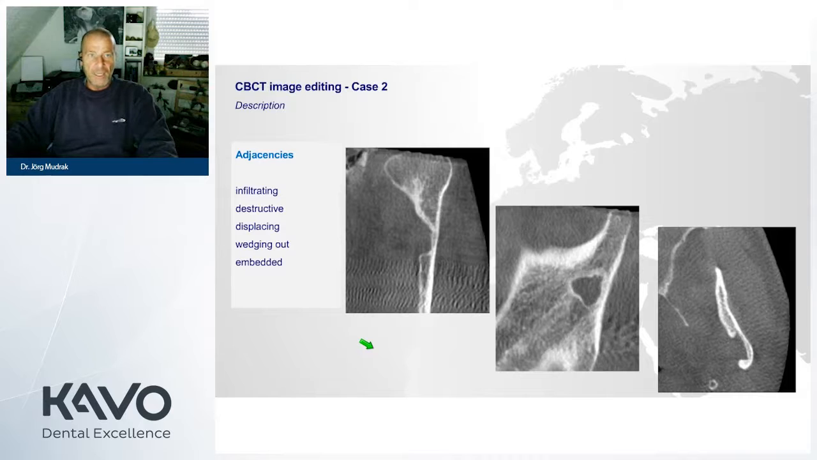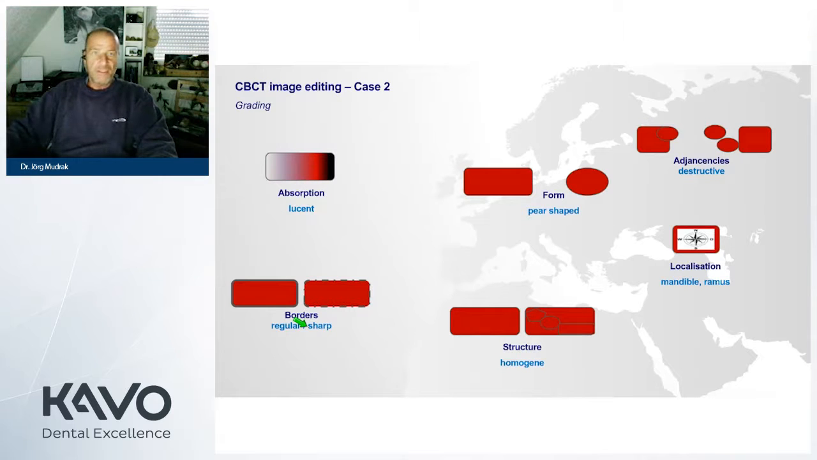And the adjacencies, or the neighboring structures: I think you agree that we can call it destructive, because there is some mass missing over here. It looks a little bit like a hole. So there are some destructive issues going on. And this is now what we have to decide. I intentionally did not drop one of those boxes down here because it's not very easy to make a defined categorization. But to sum it up, it's lucent, it's pear-shaped, destructive, it's in the mandible, in the ramus, the structure is more or less homogeneous, and the borders are regular and sharp.